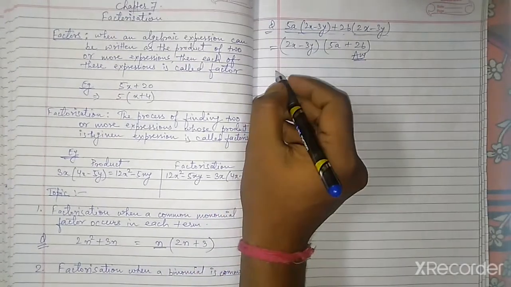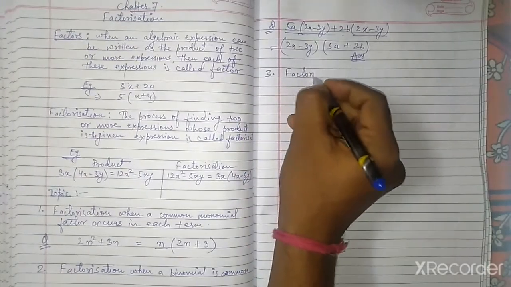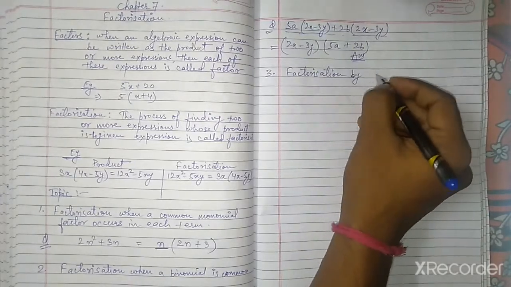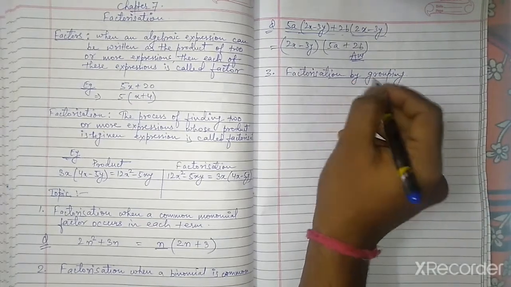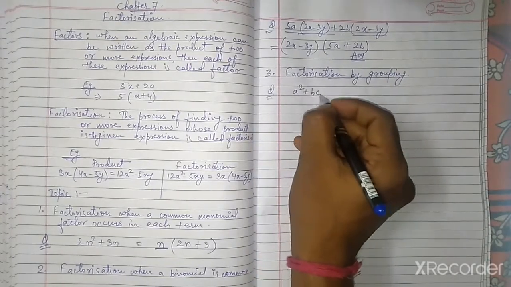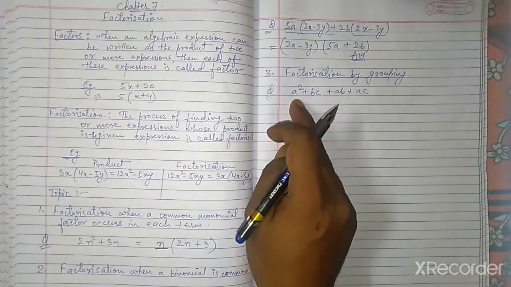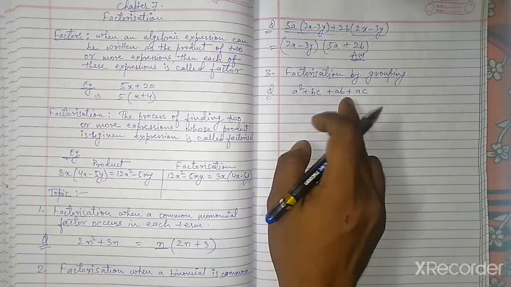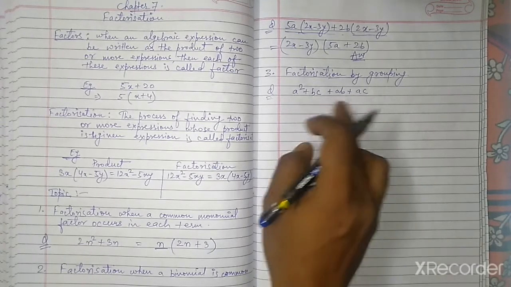Now let's come to our third topic, factorization by grouping. Let's take one example: a square plus bc plus ab plus ac. You can see that I have taken one example in which the terms are a square, bc, ab and ac. My first step is to arrange these terms.